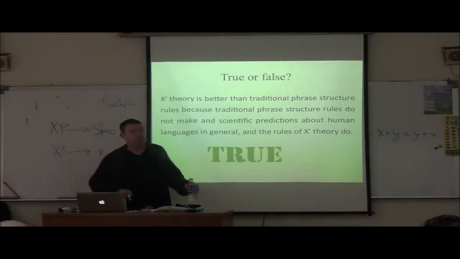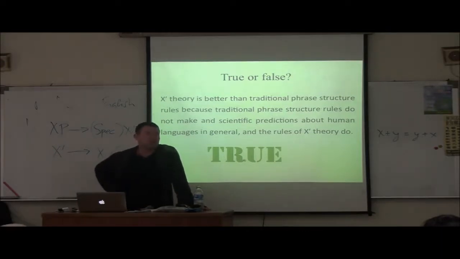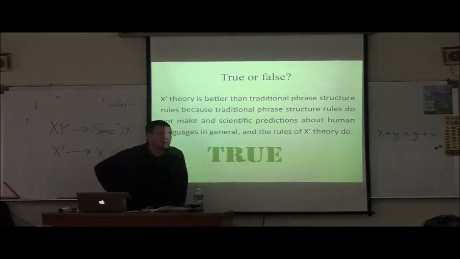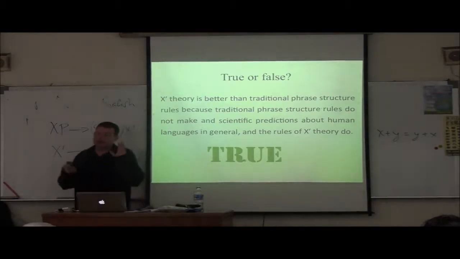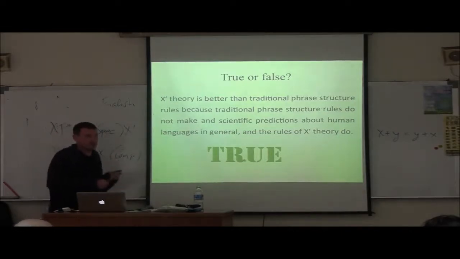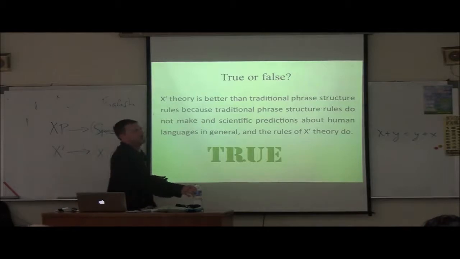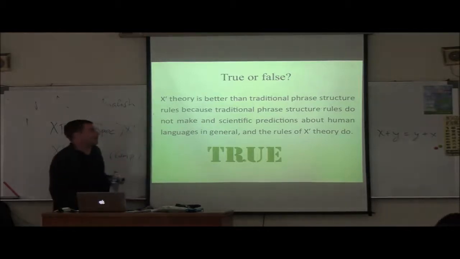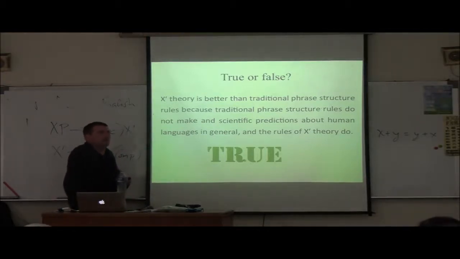We predict that it's a universal property of languages that complements are sisters of heads, and that every phrase has a head. We can keep testing that prediction. If it turns out that there are counterexamples, we can think about them, but it is a prediction, right? Falsifiable predictions are good things in science. Not making any is bad news.